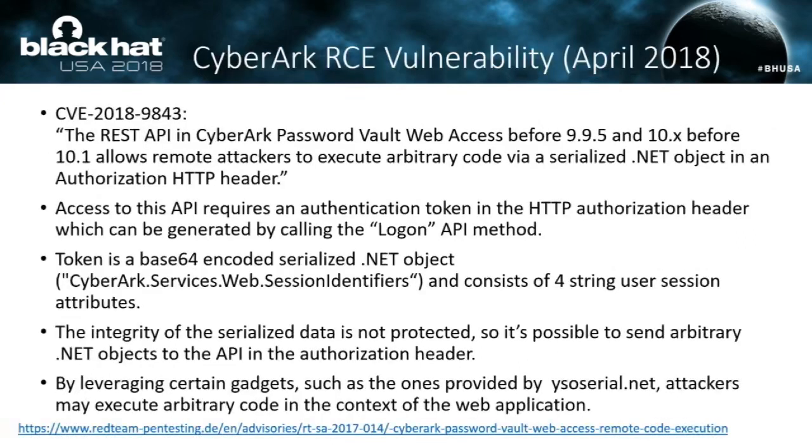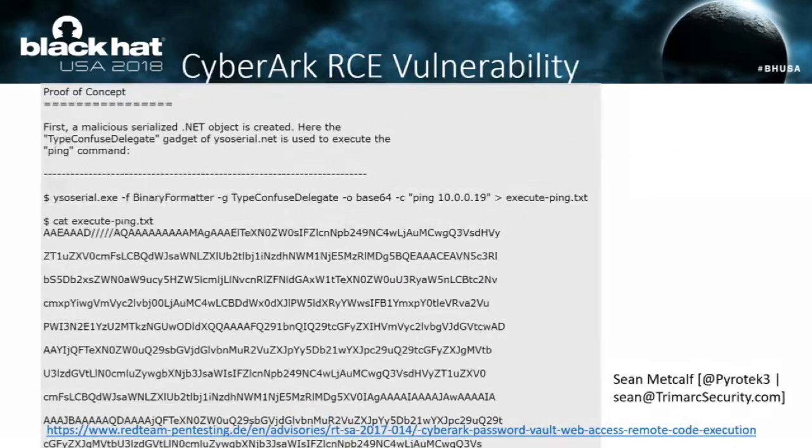So just a few months ago, in April, with the CVE at the top, 2018-9843, there was a serialized .NET object vulnerability in the way that CyberArk was handling the API on the password web server. So just for those who have CyberArk, if you haven't patched it since April, I highly recommend you message someone and do that today. Because what this did was it enabled the ability to run arbitrary code on that vault. And the proof of concept is simply just running ping.